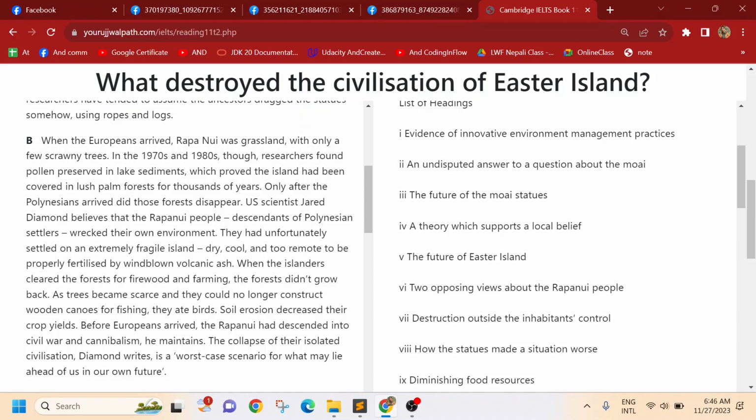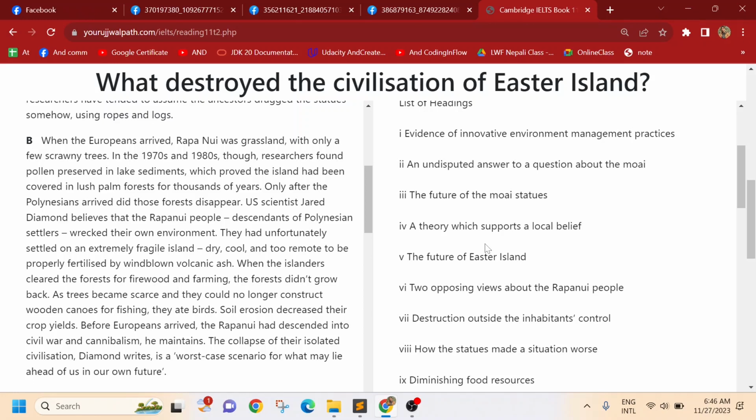The future of Maui statues: yes, there was the word future, but do not choose any option based upon a word you see here and here. You have to understand what the line is saying. It's saying our own future, and the option says the future of the Maui statues. So this paragraph's first line and last line do not suggest any information about the statues and their future. A theory which supports local belief: there is nothing that we could go with here. So there is no such theory.